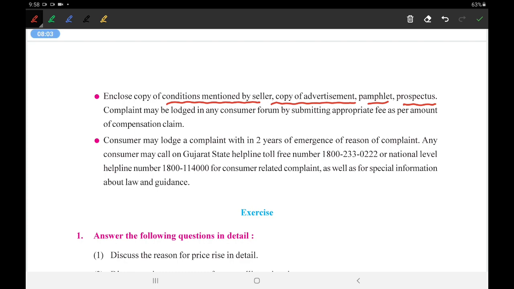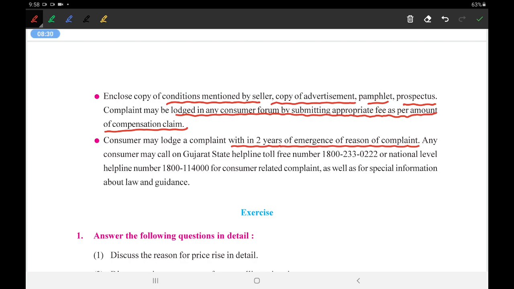A complaint may be lodged in any of the consumer forums by submitting the appropriate fees as per the amount of the compensation claimed, as required by the government. You can go to any of the consumer forums. Consumers may lodge a complaint within 2 years of the emergence of the reasons for the complaint. Within 2 years you need to do it. After 2 years, it is not acceptable.